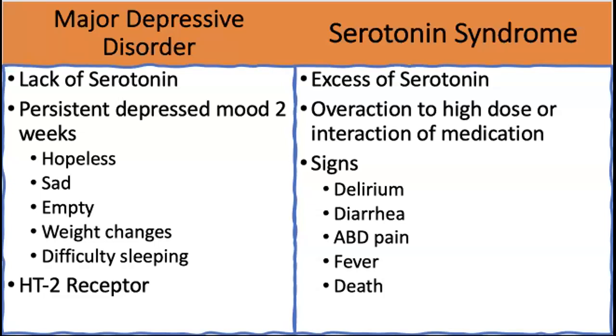With an excess amount, and this could be caused due to a medication overdose or by medication interactions from other drugs, we can have serotonin syndrome. The symptoms of serotonin syndrome can be abdominal pain, diarrhea, sweating, fevers, tachycardia, elevated blood pressure, all the way to irritability, hostility, and even death.